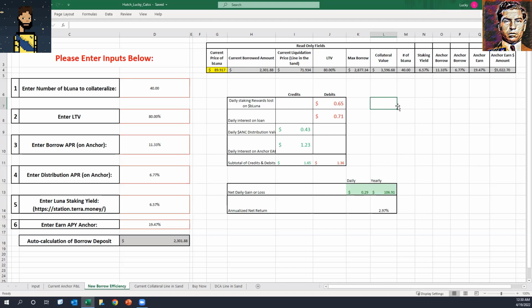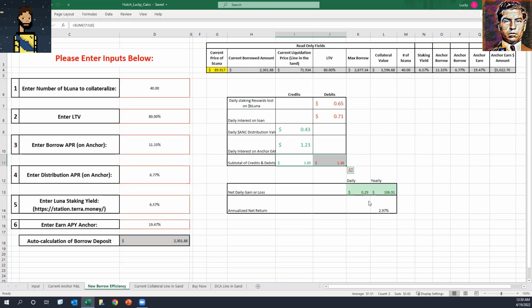The interest on the loans costing them 71 cents. The daily ANK distribution, they're picking up 43 cents. And the 19% that they're getting on the anchor earn, they're picking up $1.23. So the subtotal of the debits and credits leaves them at a net 29 cents a day. And the net 29 cents a day brings them to an annualized net rate of return of 2.97%. Now, what's great about this is that 2.97% is actually 2.97 over and above the opportunity cost of the staking.